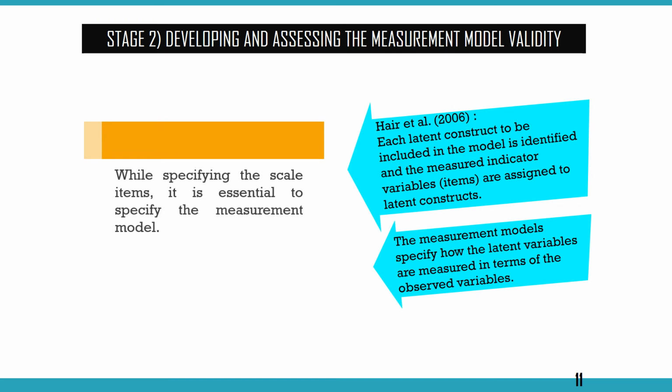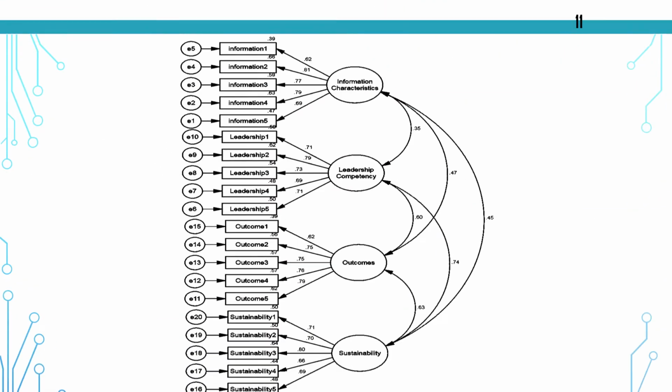Stage 2 is developing and assessing the measurement model validity. While specifying the skill items, it is essential for us to specify the measurement model. In 2006, Hair et al. mentioned that each latent construct to be included in the model is identified and the measured indicator variables or items are assigned to latent constructs. The measurement models specify how the latent variables are measured in terms of the observed variables.